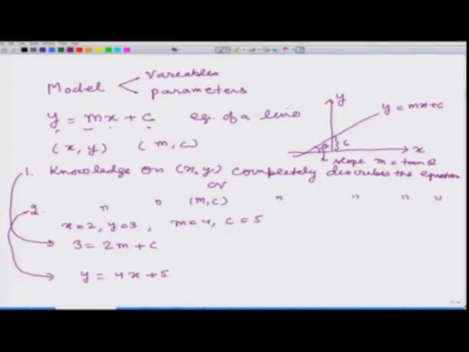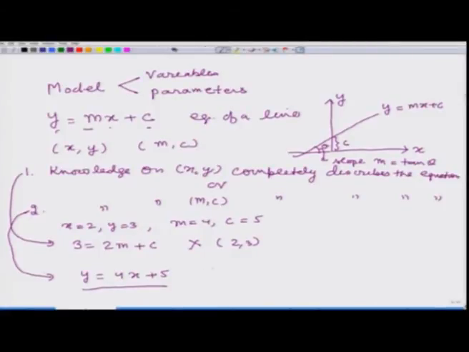Now, I have these two equations. Can you say which of the equations is completely describing the line? Well, the first is not describing a line, because the values of m and c are unknown to us, and it is only telling us that there is one pair of point, 2 and 3, that is all. On the other hand, the second equation is telling us everything about the line. It is giving us complete information about the line.